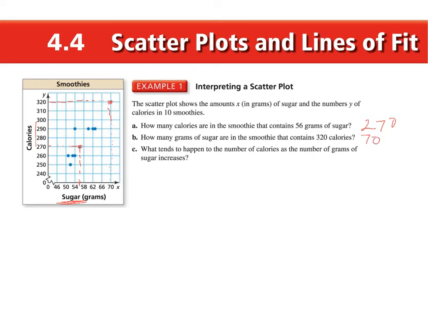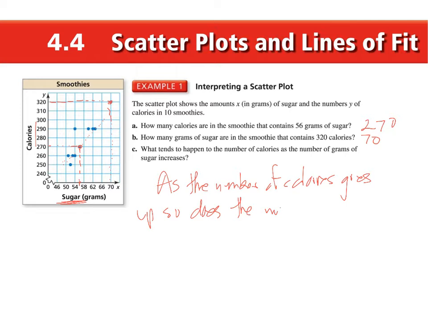Then for part C, it says, what tends to happen to the number of calories as the number of grams of sugar increases? Well, you could see that for most of the smoothies, as the calories go up, so does the grams of sugar. That's the general trend. So you would say as the number of calories goes up, so does the number of grams of sugar.